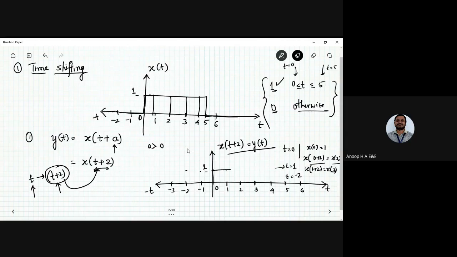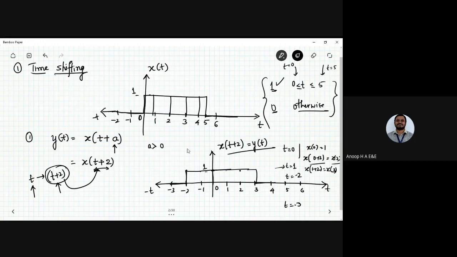If you keep on giving values, you can see that it starts from -2. When t is equal to -3, x of -3 plus 2, that is x of -1, the value is equal to 0 here. In all the other values, you can check by yourself that you have values from -2 to 3.